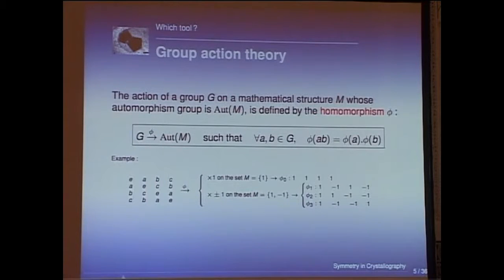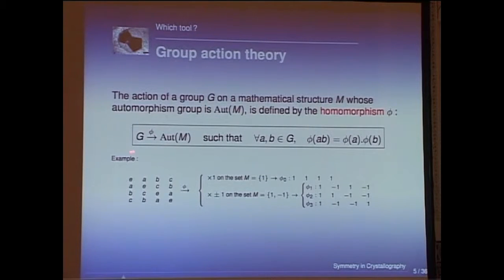You have, for example, here E, A, B, C as four elements. This is a group. We don't use groups like that. That is totally useless. What we use is a representation of groups on a certain space, let's call it M. But it's not directly on the space, it's on all the operations that leave that space invariant, which are called automorphisms.